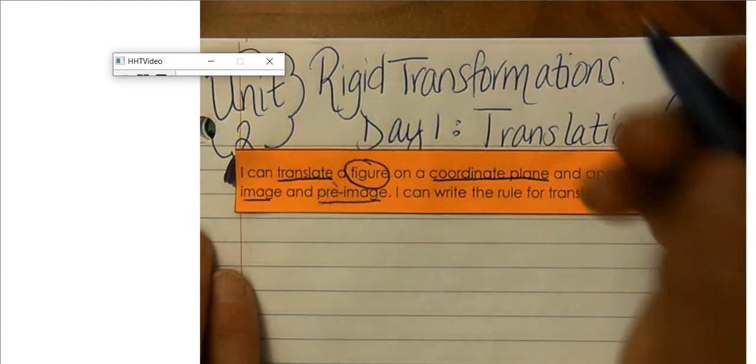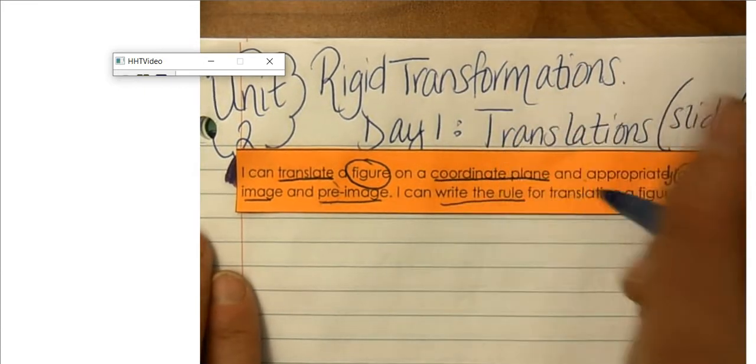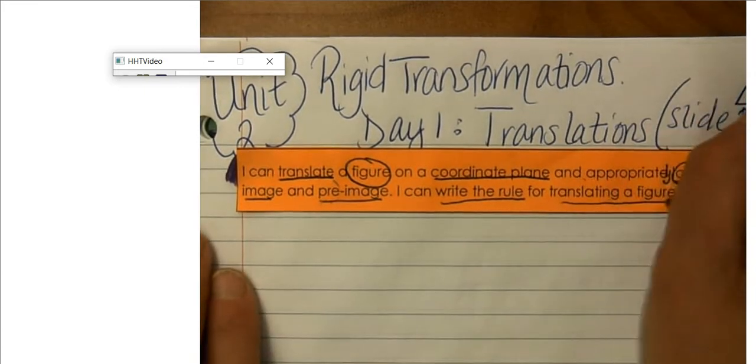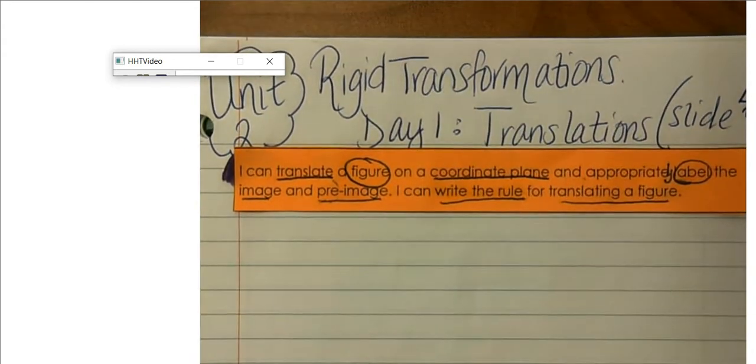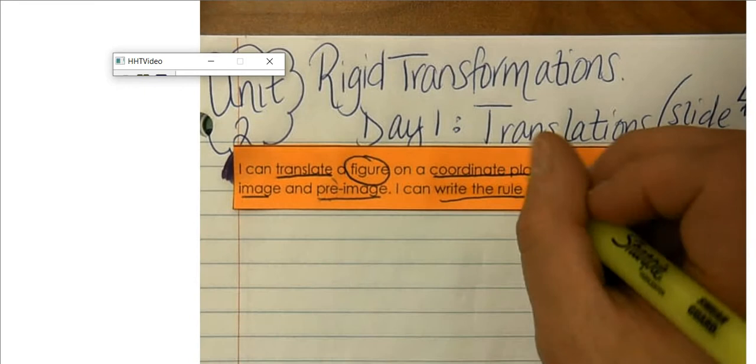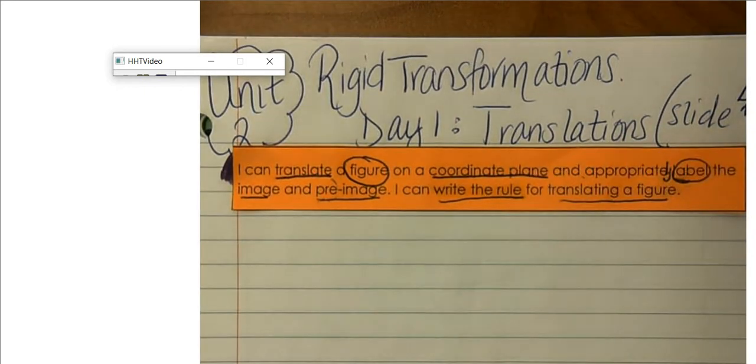And I can write the rule for translating a figure. So writing a rule is going to be a skill that you will need to be able to do. So a skill, like a rule, tells you what to do. Like we follow rules in school all the time. So those are our I can statements. The first thing that we're going to do is we're going to define or talk about rigid transformations.